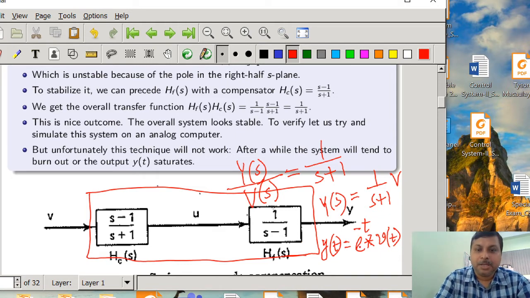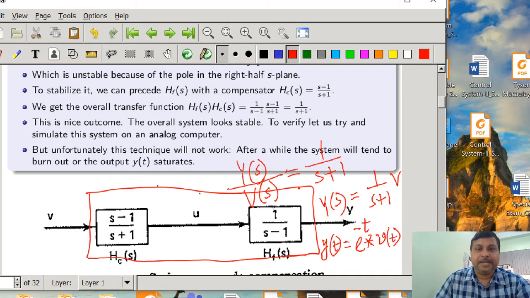Why? Because e to the power minus t will decrease as t becomes sufficiently large. So in this way we are claiming that the overall system will be stable. Okay, we want to say that the overall system will be BIBO stable. So this is a nice outcome. The overall system looks stable.